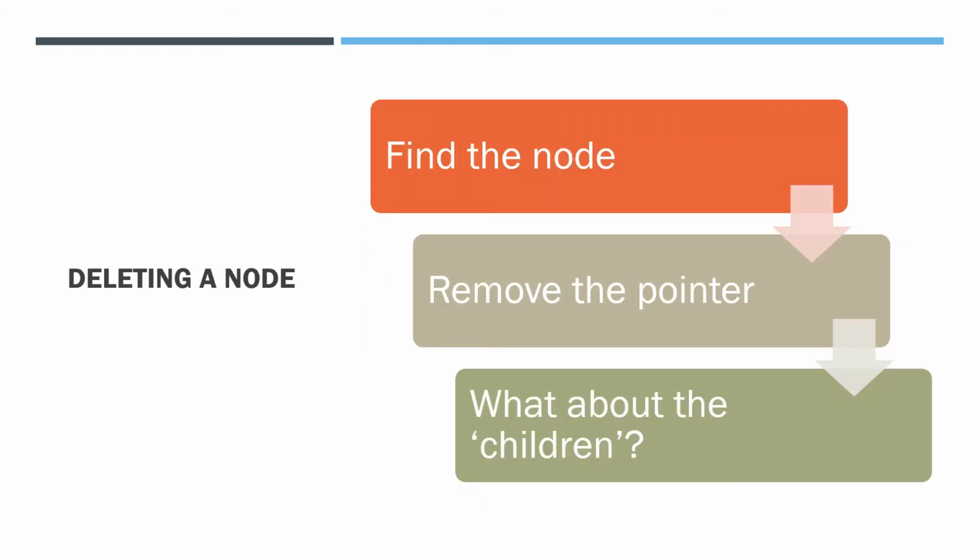Similarly, deleting a node is more work. We've got to find the node that we want to delete, and we've got to remove the pointer to that node. So far, so familiar. But be aware, if that node has got other nodes hanging off it, if we're not careful, we'll lose all of those child nodes. So we've got to somehow hook them back on to the tree. And again, there are a number of different ways of doing that, and we're going to look at some of those. But that's the basic idea.